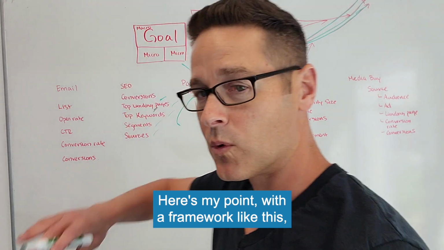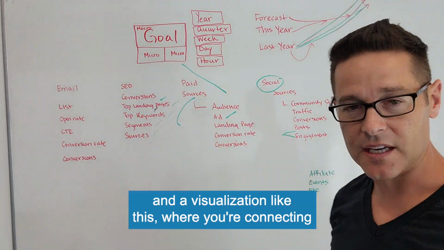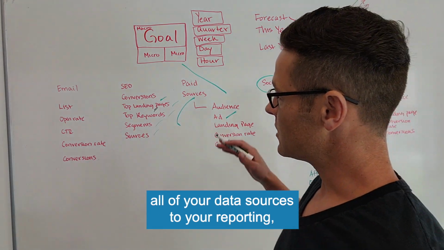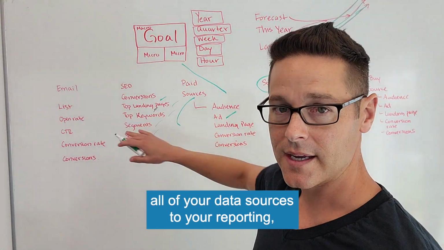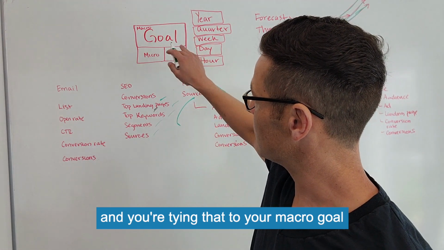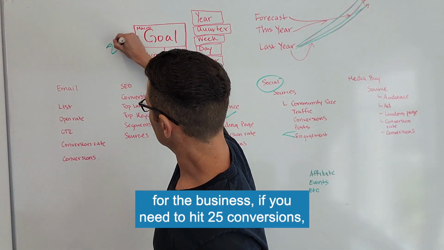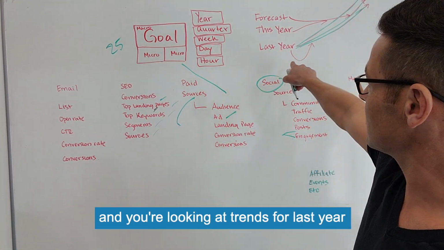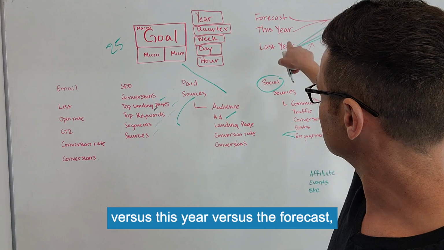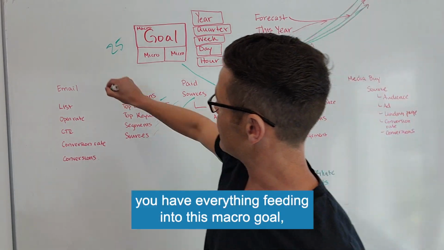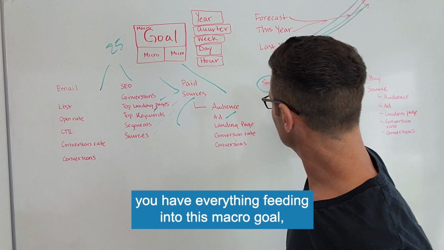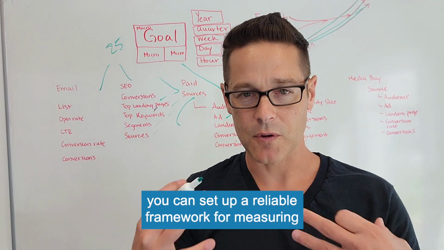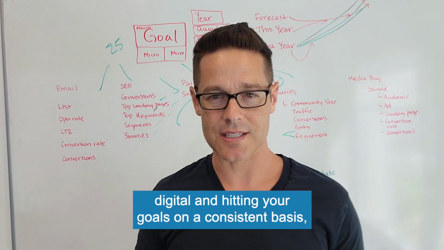Here's my point. With a framework like this and a visualization like this, where you're connecting all of your data sources to your reporting and you're tying that to your macro goal for the business, if you need to hit 25 conversions and you need to do that on a daily basis and you're looking at trends for last year versus this year versus the forecast, you have everything feeding into this macro goal. You can set up a reliable framework for measuring digital and hitting your goals on a consistent basis.